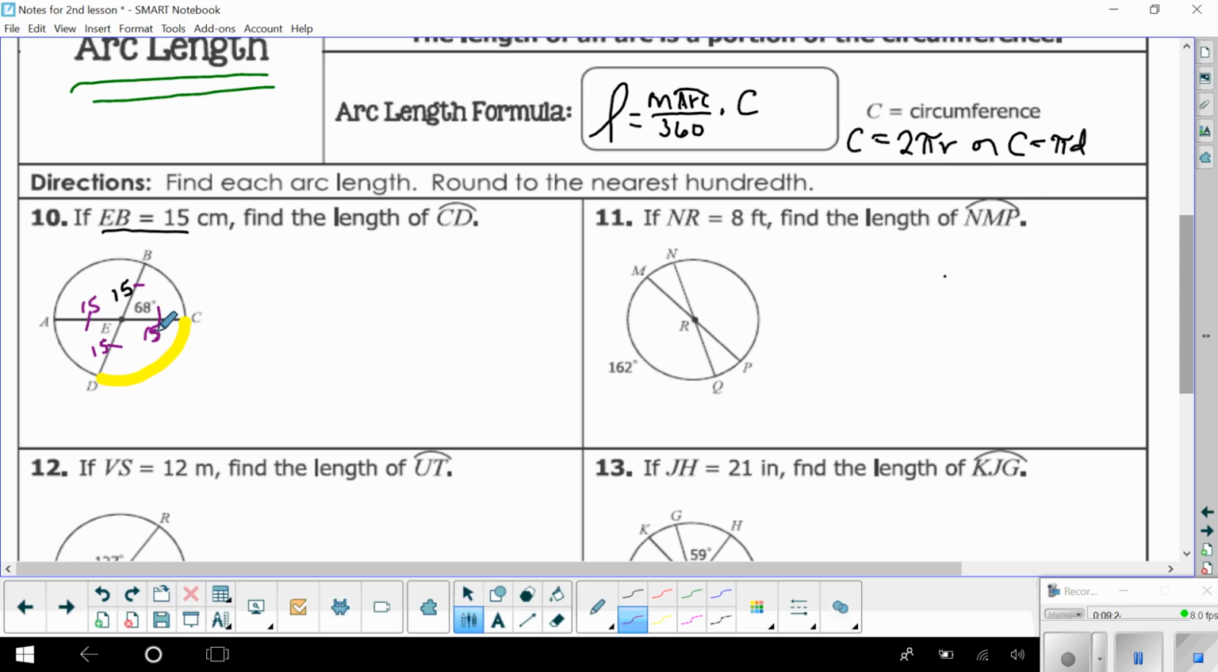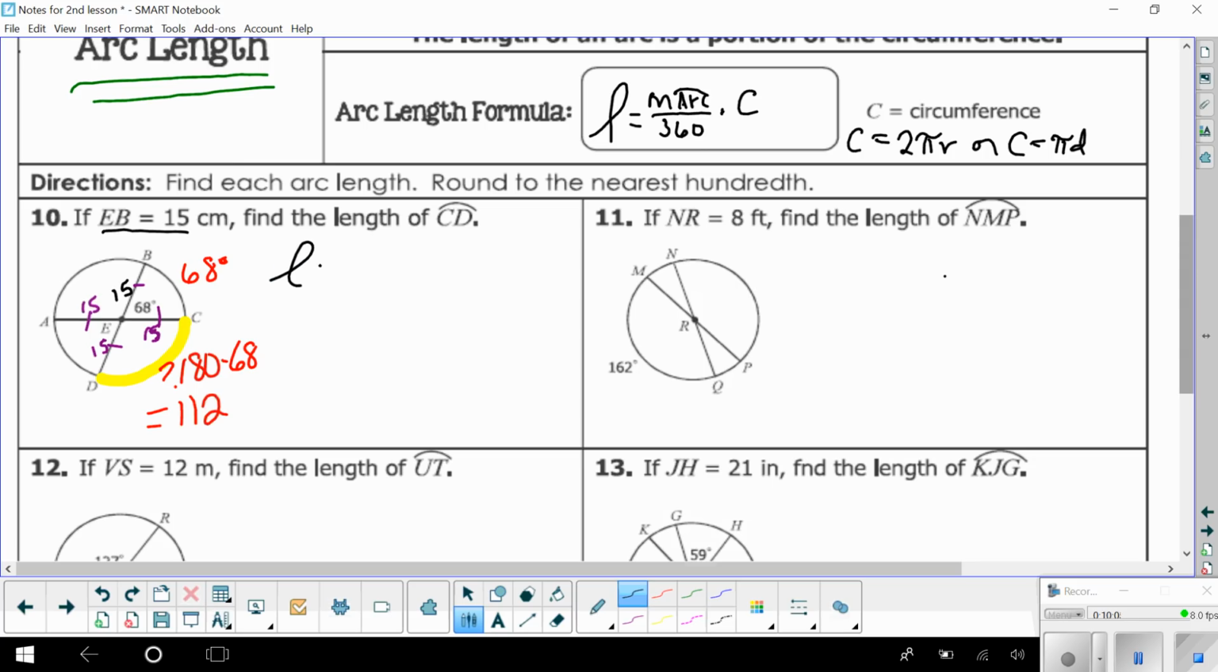Okay. What do we know about the arc length? Well, because it gives us this 68, we know this is 68. Okay. We want to know what this guy over here is. How are we going to figure that out? Well, this is the diameter. So this can be 180 minus 68, which ends up being 112. So this is how you figure this out.